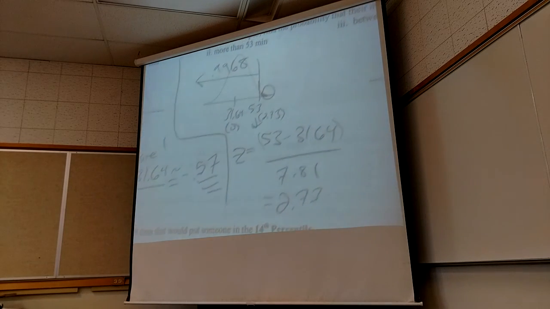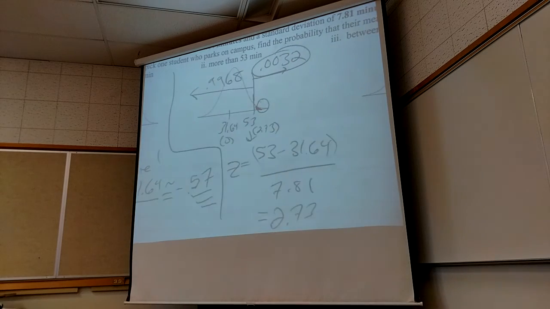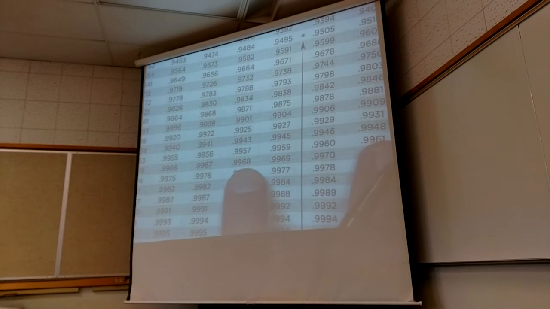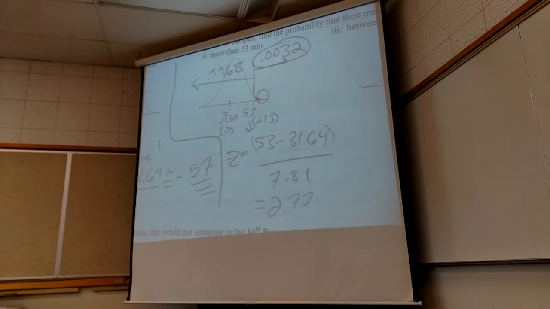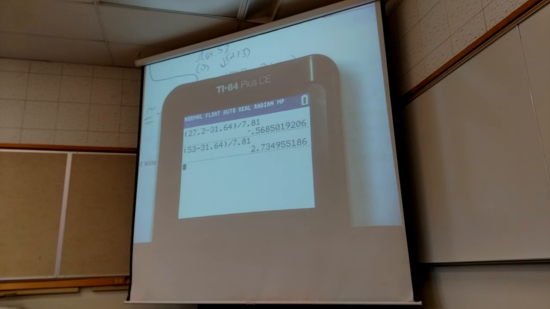My answer is this. So what do I get for that? Would it be 0.999? Why? No, it's 2.73. Why is it 2.73, not 2.74? How do you get 2.74 out of that?